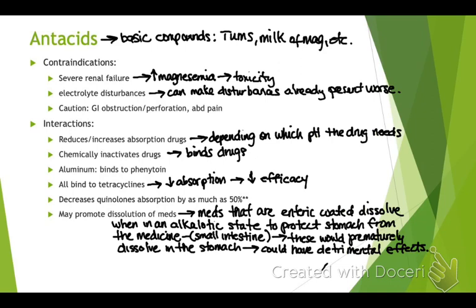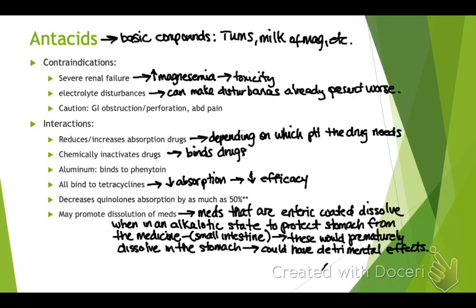Back still with antacids. So again, we talked about that these are your basic compounds, right? Contraindications. So who do we not give these meds to? We don't want to give these meds to patients that have severe renal failure, because it will lead to an increase in magnesium, which will then lead to magnesium toxicity, which will then show CNS effects and CNS symptoms that you will see.